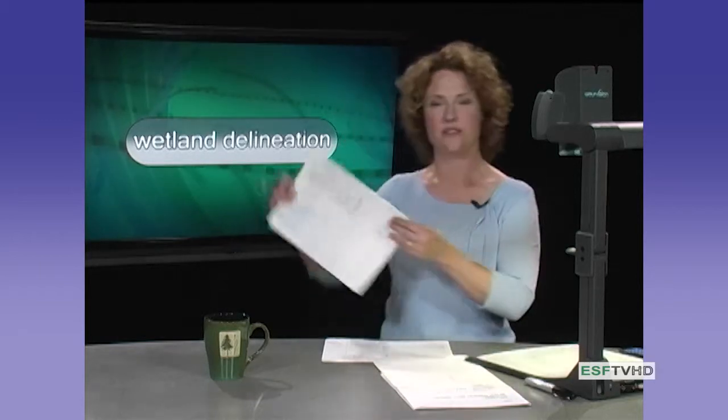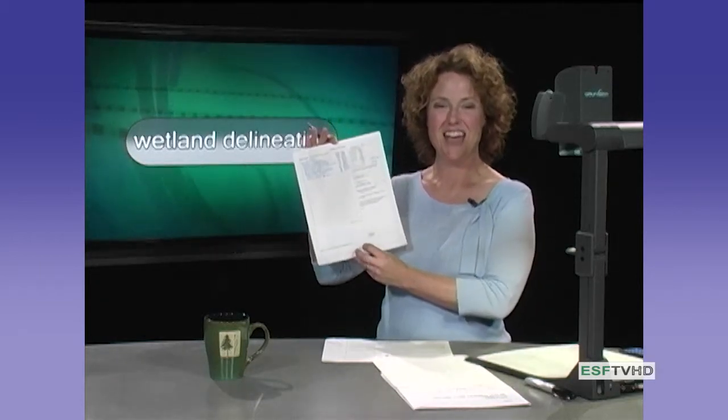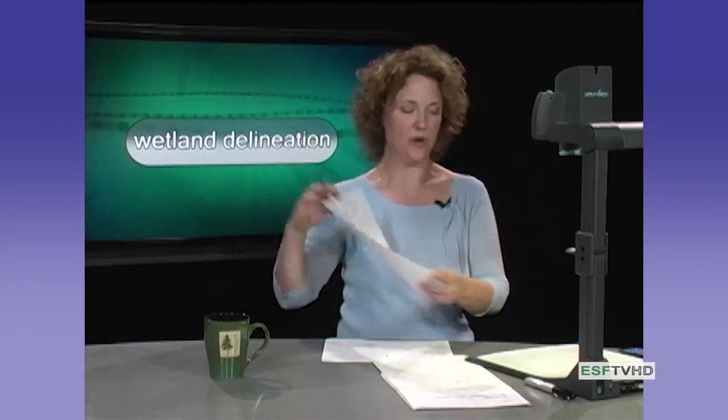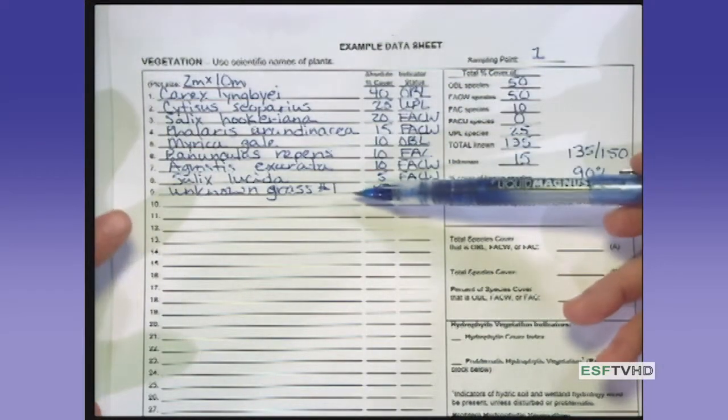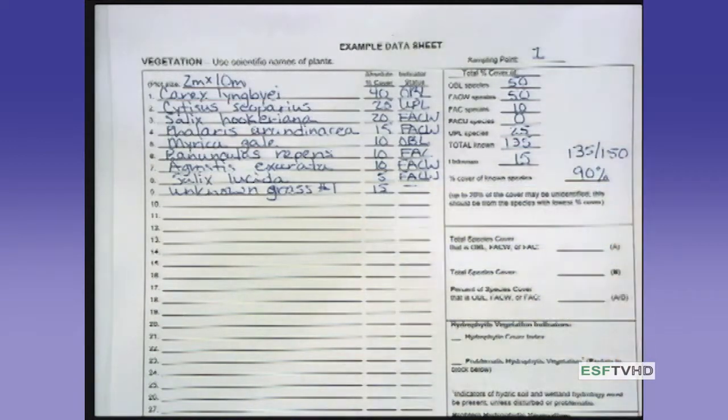When you're in the field, you're going to be using a data sheet, and it'll look something like this. And you're going to fill it out as you have in the past. And here's an example. However, when you write your species that you observe within your sample plot, note that we no longer need to separate out the strata. We're not going to designate tree, shrub, or herb stratum.